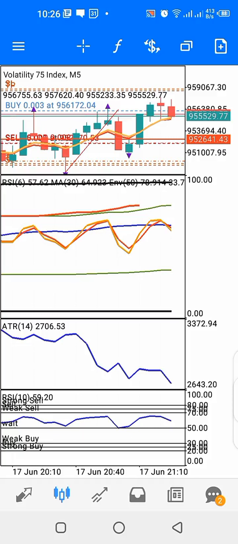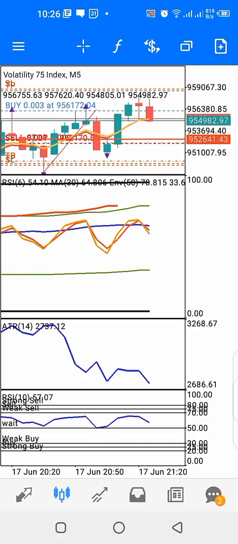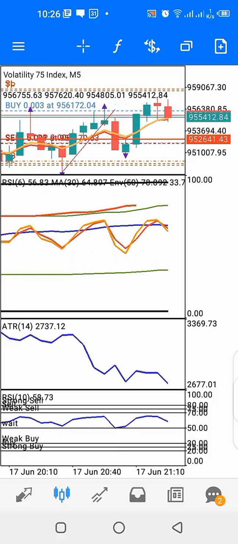So as price is now, if it continues downwards, you may have a sell stop. If it triggers, your sell stop becomes a sell order, and you expect price to continue to go down, then you'll be in profit. But as price is right now, if it continues to go up, you may have your buy stop. If price gets to the buy stop, it will trigger it, and your buy stop will turn to a buy order. Then you expect price to continue upward, then you'll be in profit.